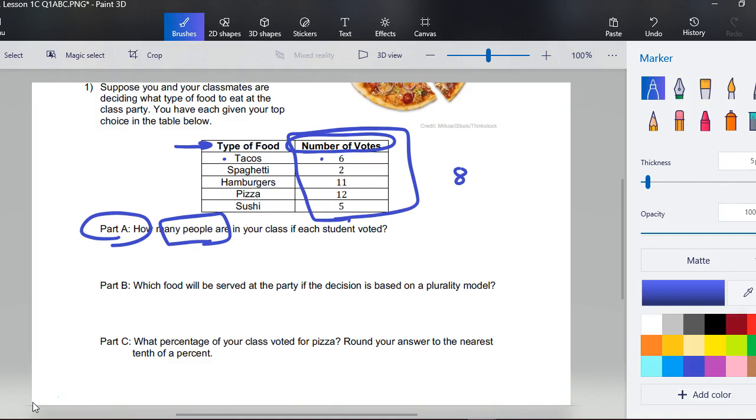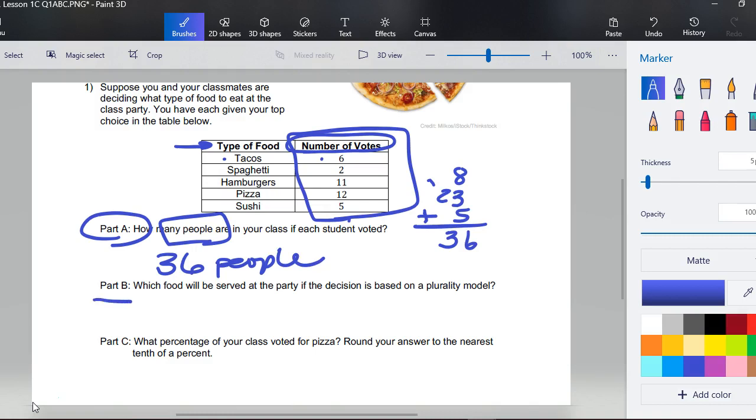So 6 plus 2 is 8, 11 and 12, that's 23. And then 5 more, let's add those up. So we got us a 13, a 16. So looks like we have 36, but always practice good units, 36 people in this class.